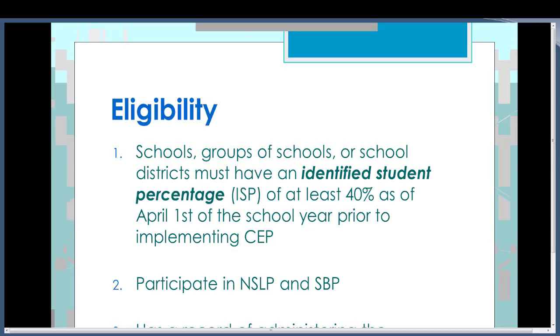These identified students must make up at least 40% of the total enrollment in order for a school, a group of schools, or a school district to participate in CEP. And we call that the Identified Student Percentage, or ISP. Other items for eligibility, schools have to participate in both the National School Lunch Program and the School Breakfast Program, and also the programs must be operated in accordance with regulations, and beyond that, participating LEAs must have a history of good compliance.